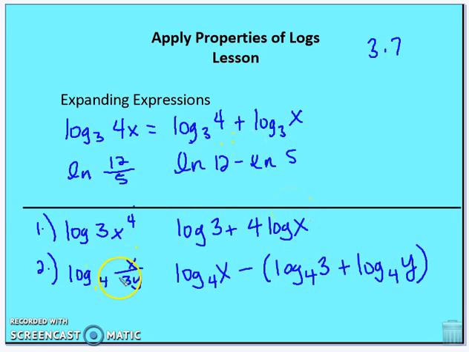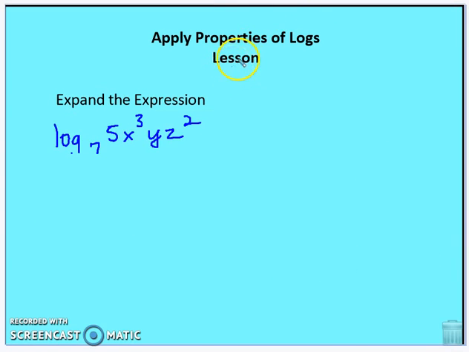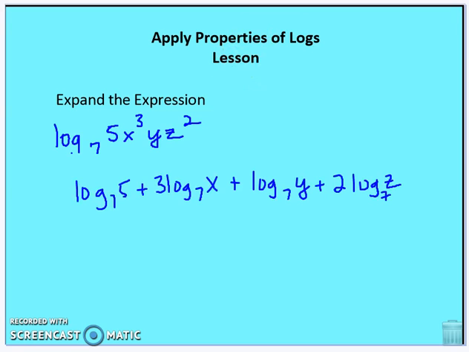Number 2, log base 4 of x over 3y is the same as log base 4 of x minus, in parentheses, log base 4 of 3 plus log base 4 of y. Okay, moving on. I want you to expand the expression. I'm going to come back and show you the answer. Here's the answer. I think pretty straightforward. Again, if you condense, you have to make sure all the bases are the same.